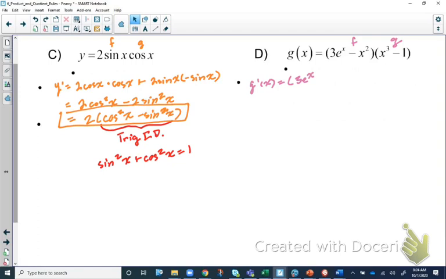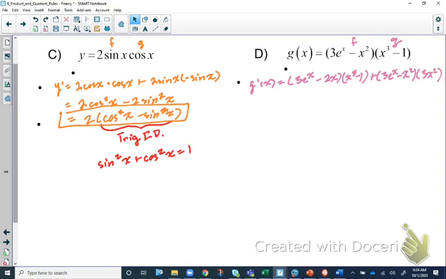And the second part there will be a minus 2x. And that will get multiplied to g, which would be x cubed minus 1. Now we reverse it. We take the derivative. We keep the first part, function f by itself. So there will be 3e to the x power minus x squared times the derivative of g, which in this case would just be 3x squared.